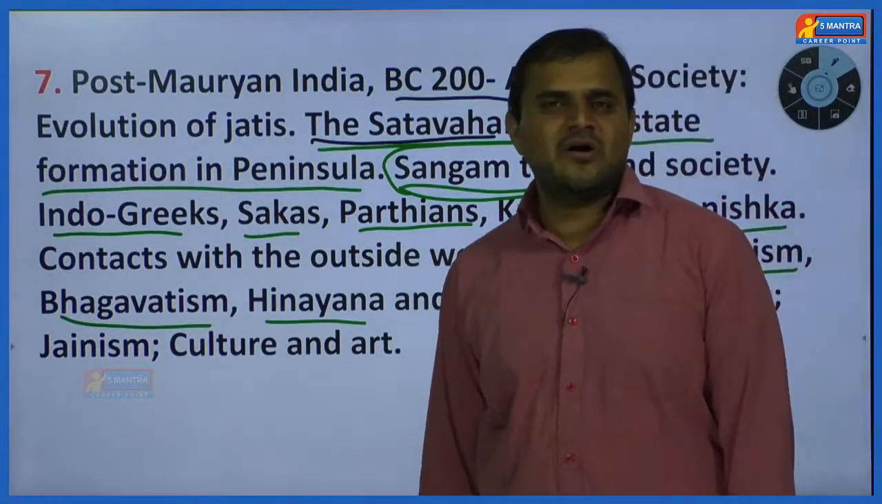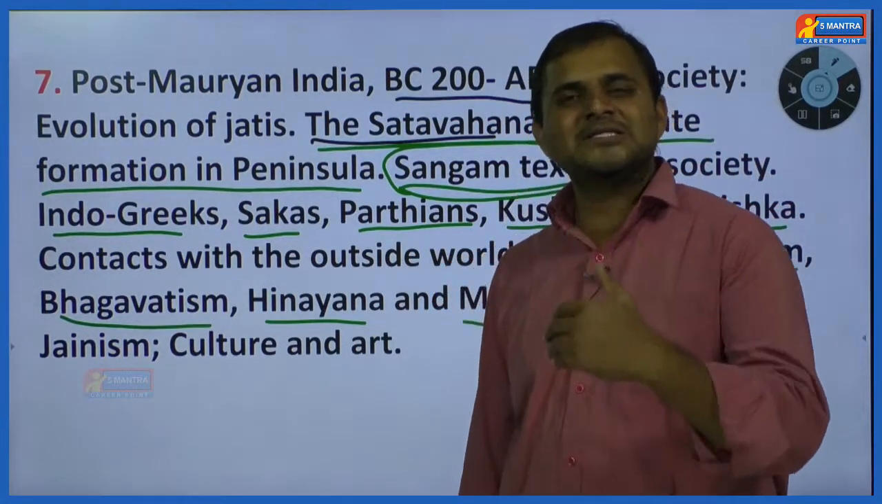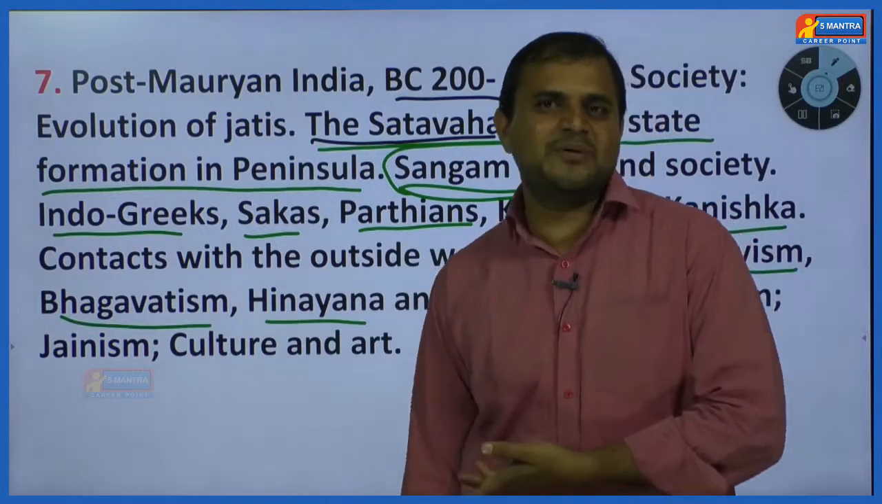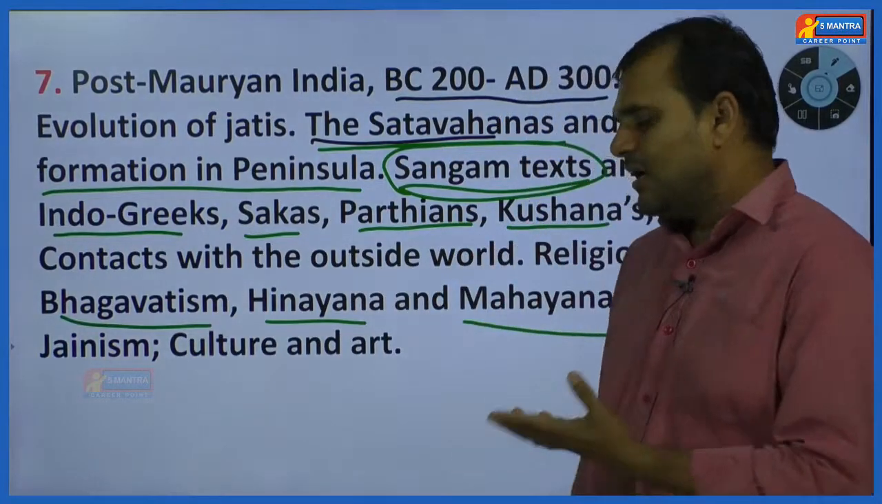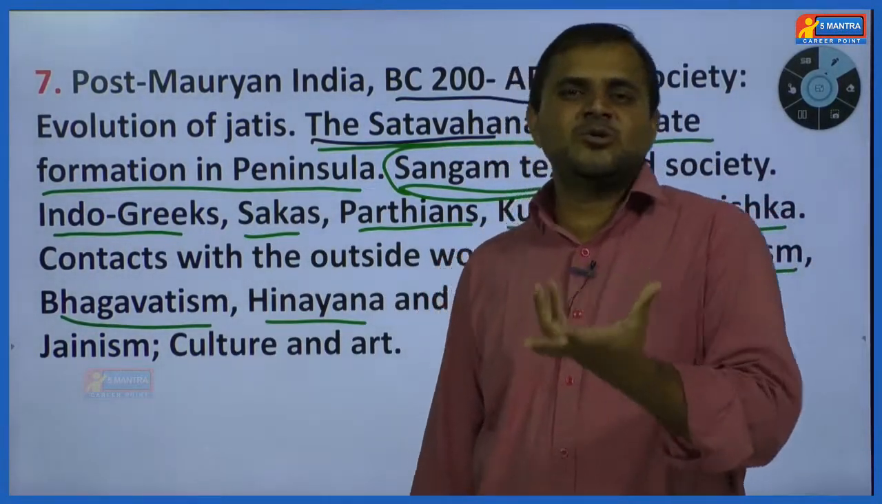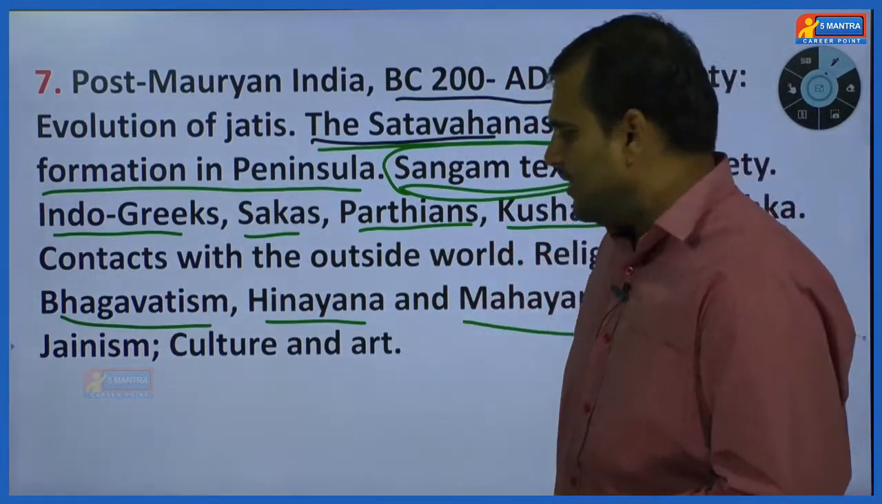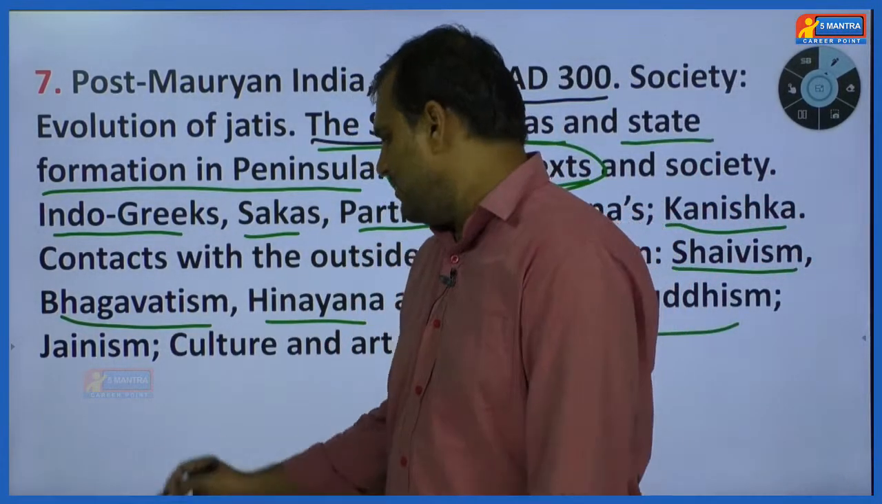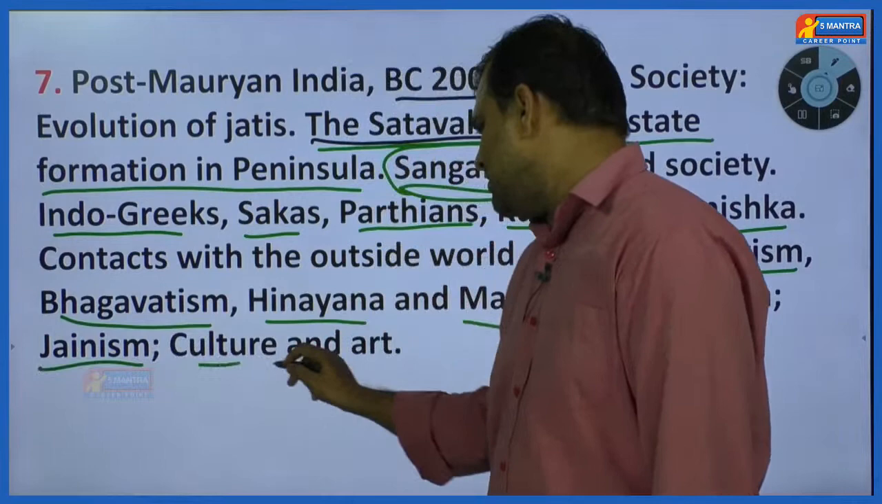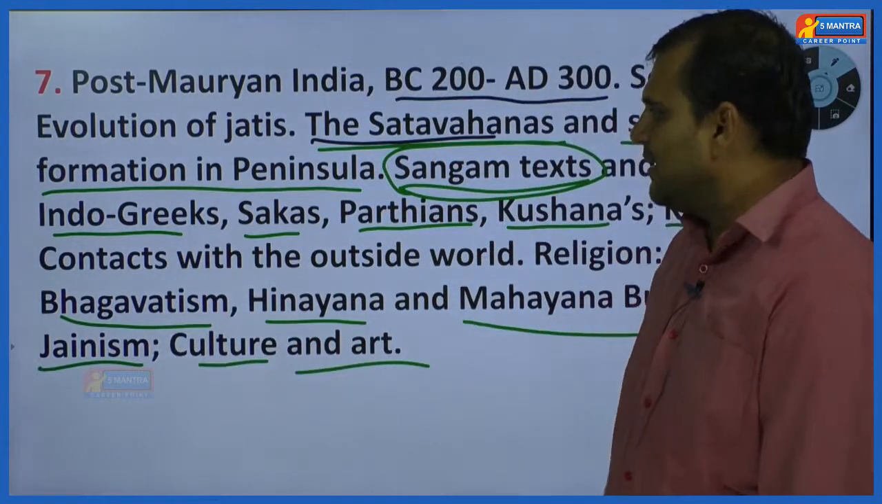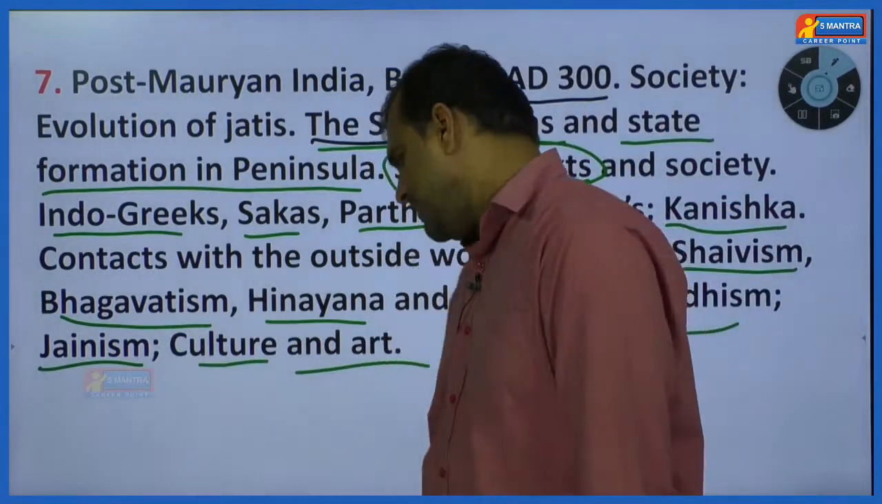The Fourth Buddhist Council was organized. So Fourth Buddhist Council based questions may come from this chapter, and how Buddhism split into two major branches, Mahayana and Hinayana. Jainism's position, culture and art are also related to this chapter.